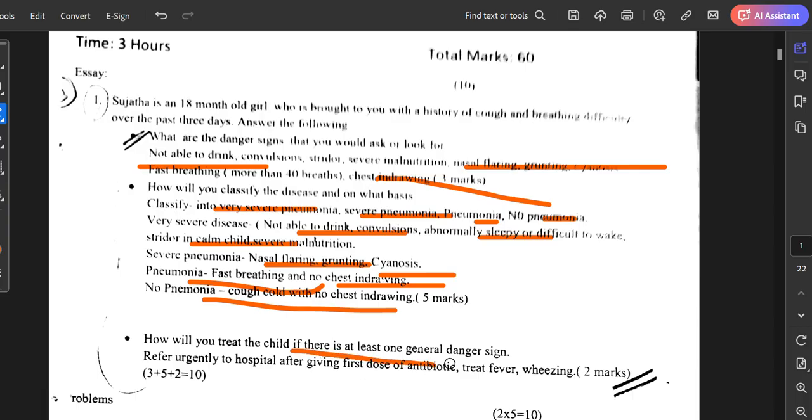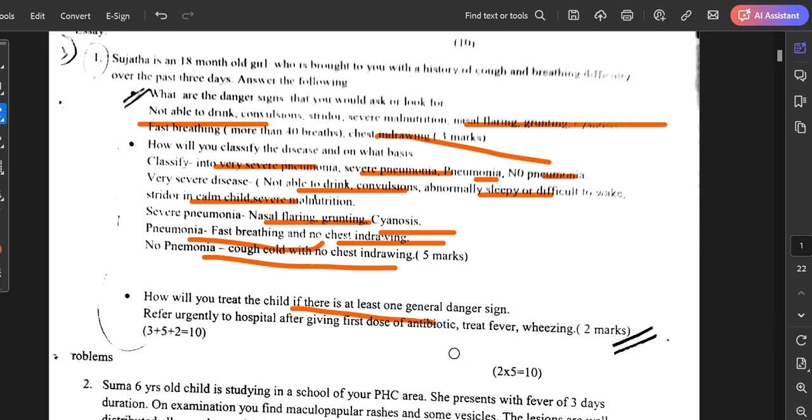How will you treat? If there is at least one general danger sign, refer urgently to hospital after giving the first dose of antibiotic, and treat the fever and wheezing. So we have to refer to a first referral unit or a tertiary care hospital which has ventilator support and so on.